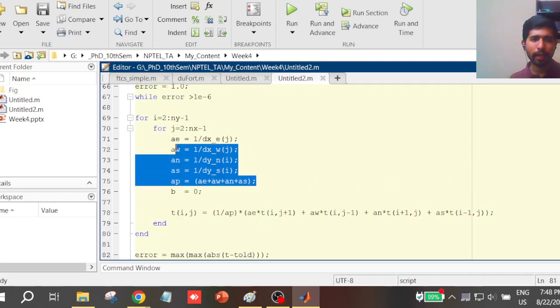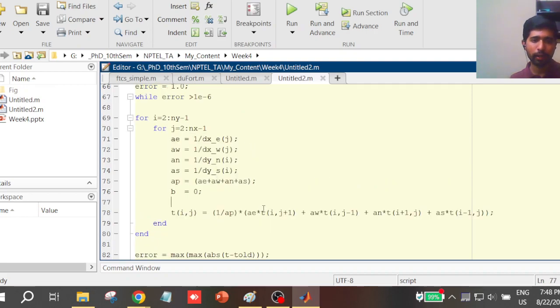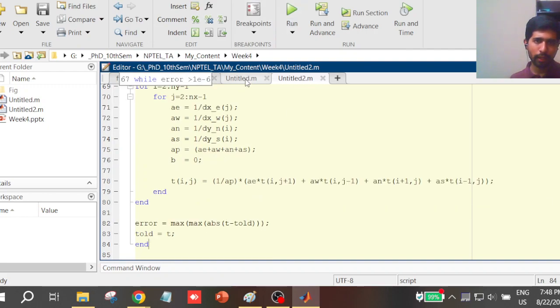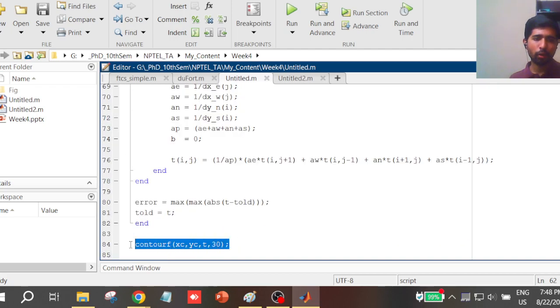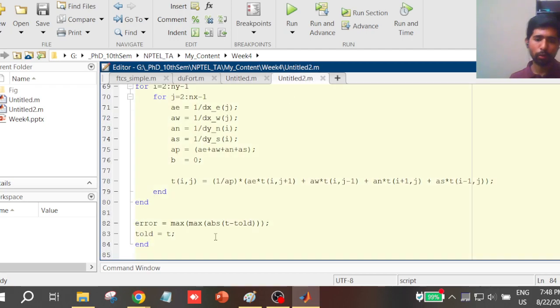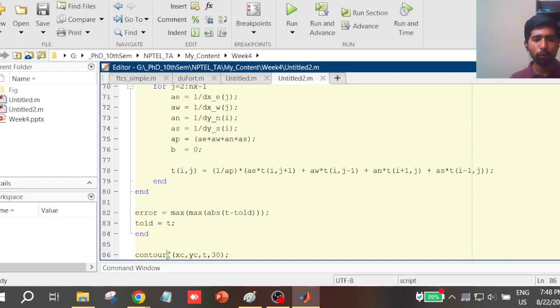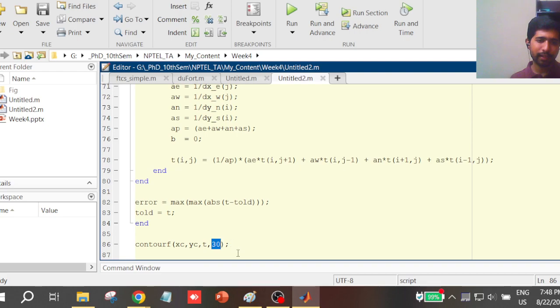So this is the whole code. AE, I have explained already how I have calculated it. And B is 0 because we don't have any heat generation. So this is the whole code. If you run it, finally in MATLAB there is a function contour. It will give the contour of the temperature values. So contour field over XC and YC, those are my centroids, right? I have to plot the temperature values at these centroids, and this 30 indicates the number of color levels. So basically if I run this code, you will see the contours coming in.